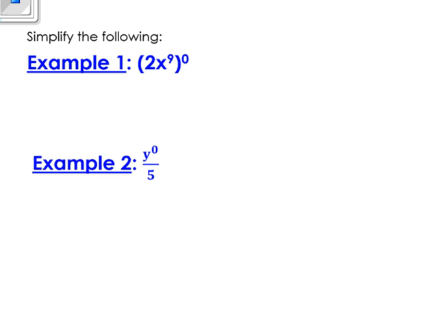Okay, so for example, this whole thing's being taken to the zero power, the 2 and the x to the 9th. So that makes this whole thing 1. I don't even have to do any work. Example 2, the only thing being taken to the zero power is y. So the whole top part goes to 1. And this bottom part, 5, stays the same. I didn't touch it. Make sure you get all this down.